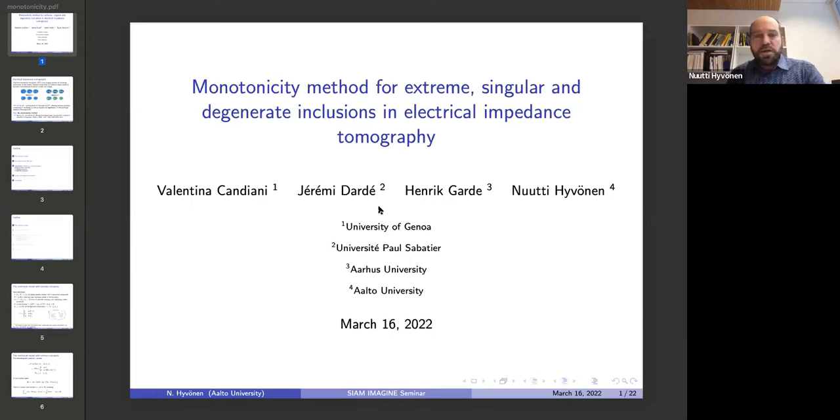And I should also say that this is joint work with Valentina Candiani, who's working as a postdoc in Genoa. She used to be my doctoral candidate or graduate student here at Aalto University. Then the other collaborators are Jeremy Darde from Toulouse and Henrik Garde from Aarhus in Denmark.